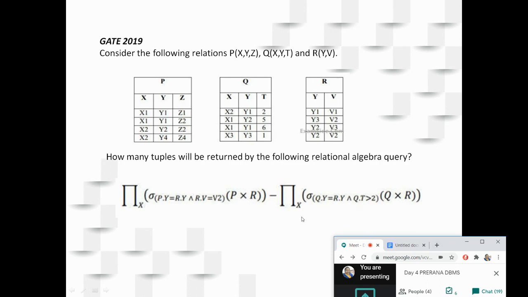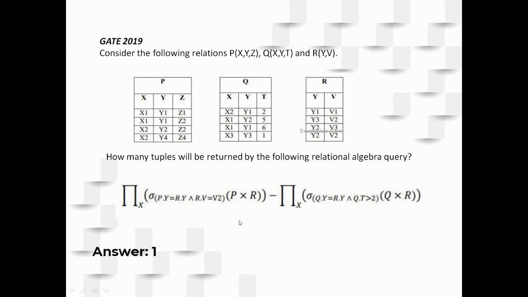Yes. So then minus, here we are getting between Q and R, these two tables. So Q dot y is equal to R dot y. So y1 is matching here. Y2 is also matching. And Y2 here also matching. So three tuples. Y1 four tuples. And Y3 so five tuples are there. And Q dot T is greater than 2. So out of all these tuples, which will be coming? Y2 and Y1, and out of them you require again x1 and x1. So x2 minus a set of x1 x1, you will get only x2. So only one tuple will be displayed.